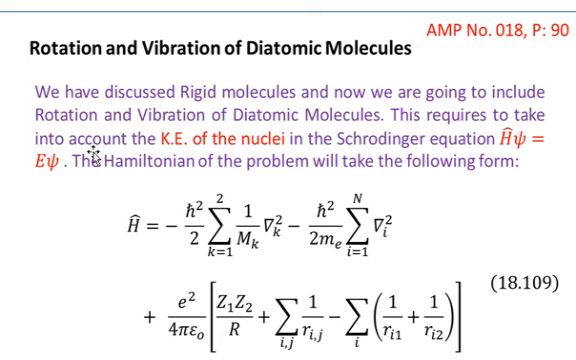This requires us to take into account the kinetic energy of the nuclei in the Schrödinger equation. So you see that we have to include the kinetic energy of the nuclei in the Schrödinger equation, which is H operator operating on the wave function psi equal to E psi, where E is the eigenvalue of the equation. The Hamiltonian of the problem will take the following form.